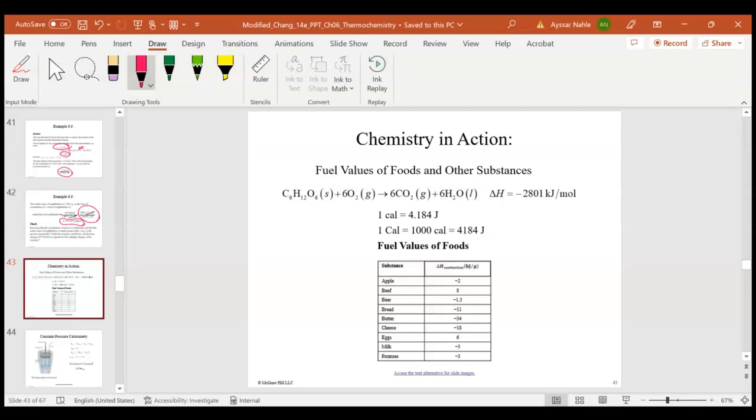Now, if you take, for example, sugar, and burn it in the presence of oxygen, you will obtain CO2 plus H2O. These are the products of the combustion, and delta H will be equal to negative 2,801 kilojoules for every 1 mole of the sugar when you burn it. And notice in here, it's negative. Negative means heat is being released. And that's exactly what will happen when we eat the sugar.